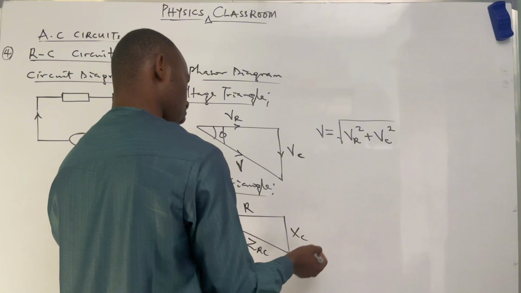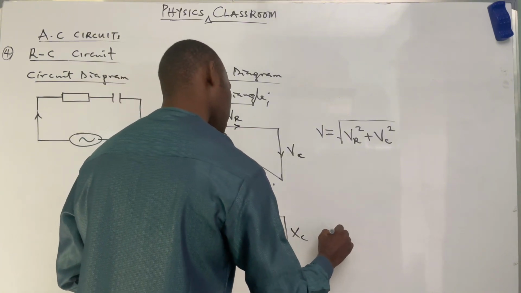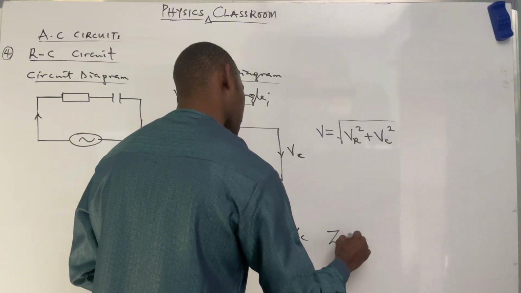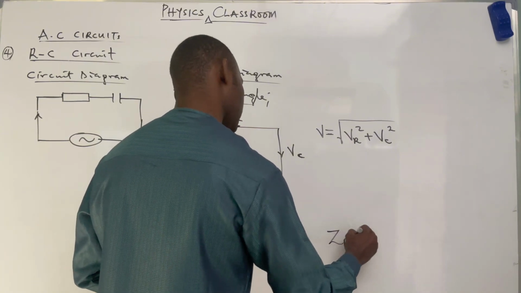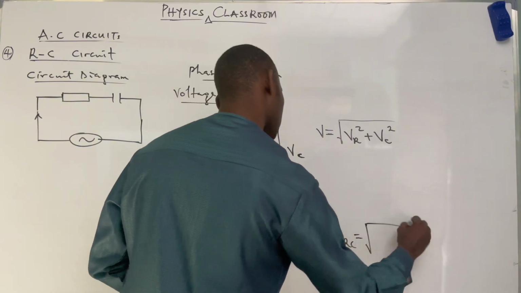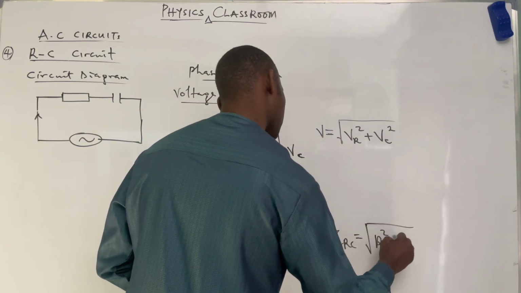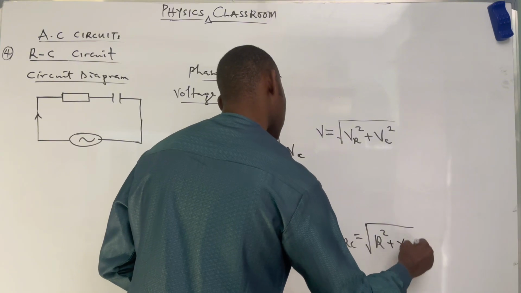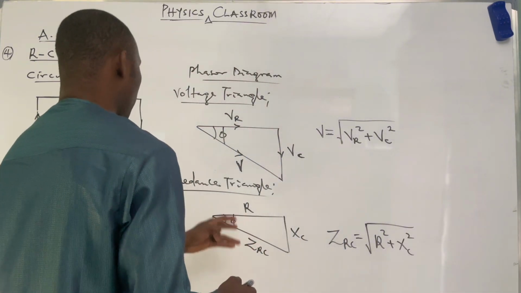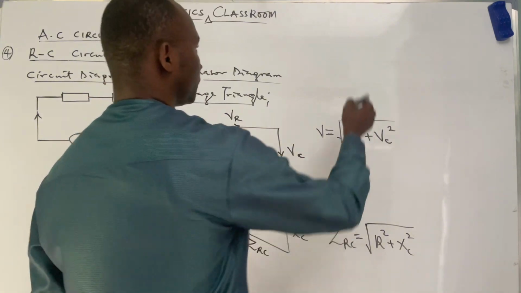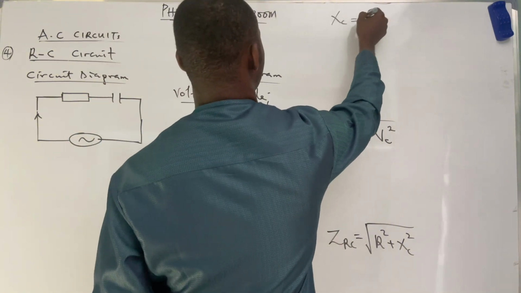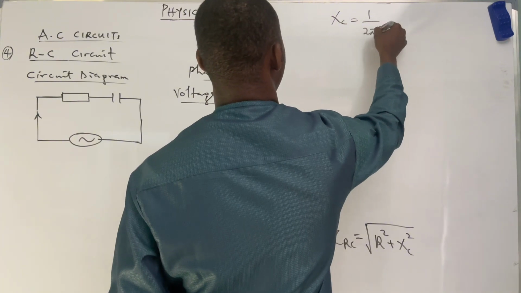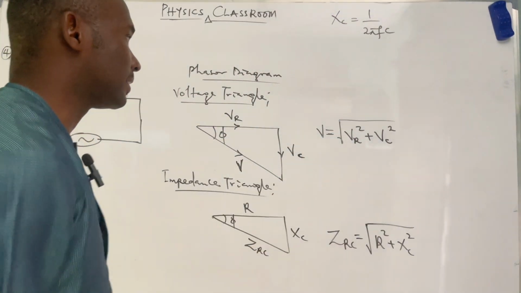Then this other one will change to impedance ZRC equal to root of R squared plus XC squared. Don't forget that XC is equal to 1 all over 2 pi FC. Put that in mind.